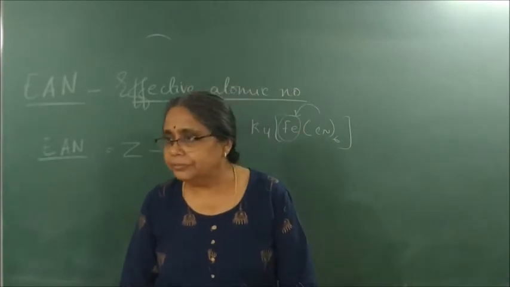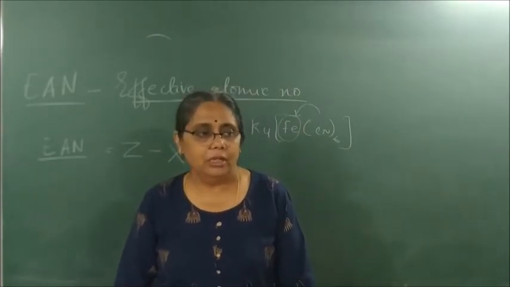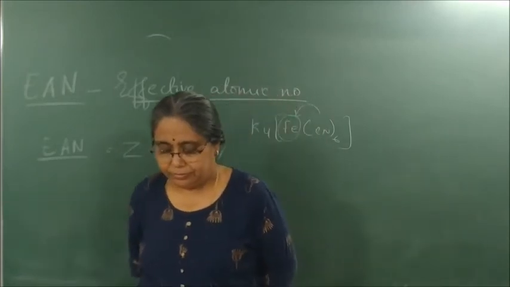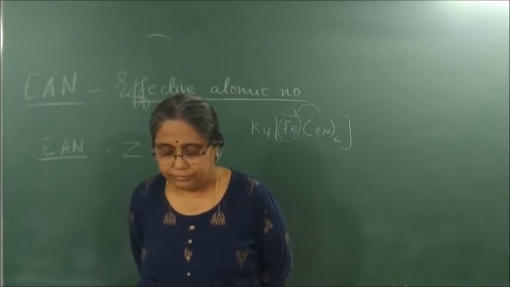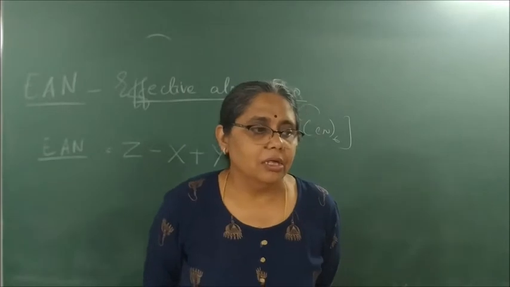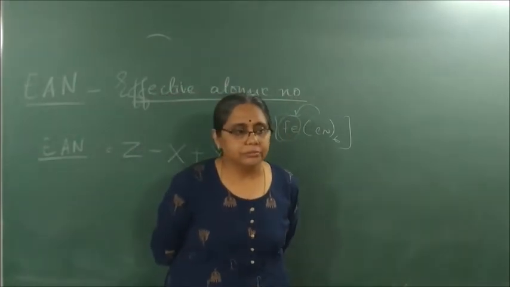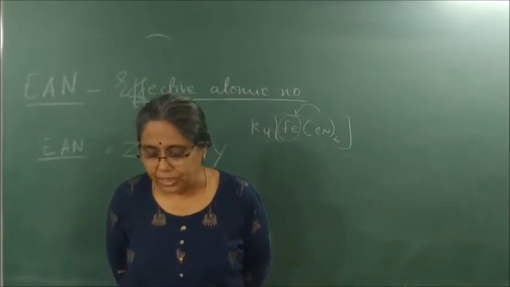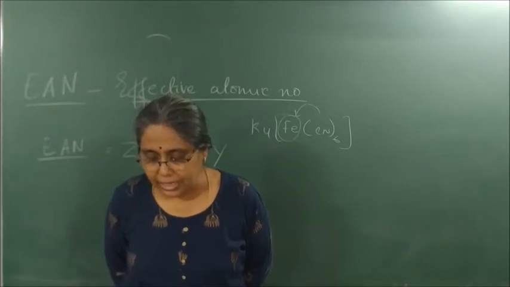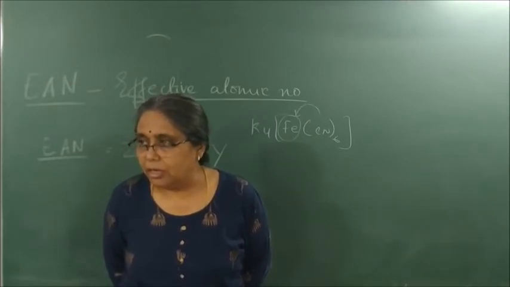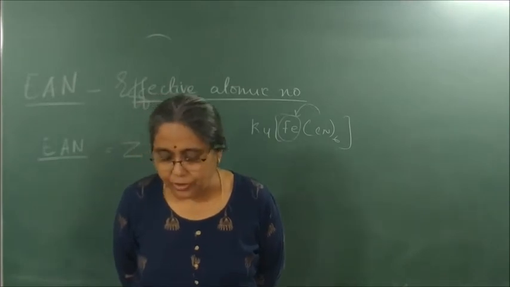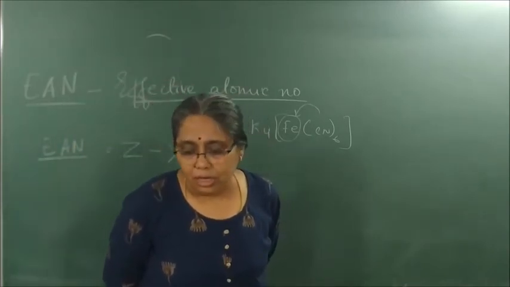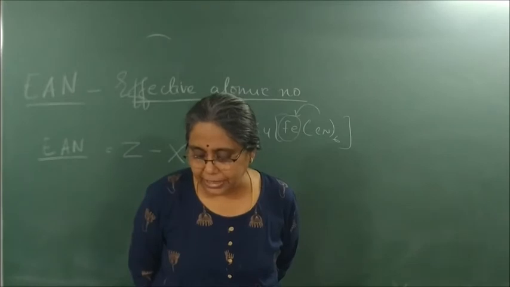Where Z is the atomic number of the central metal atom. X is the oxidation state of the metal. Y is the number of electrons donated by the ligand.